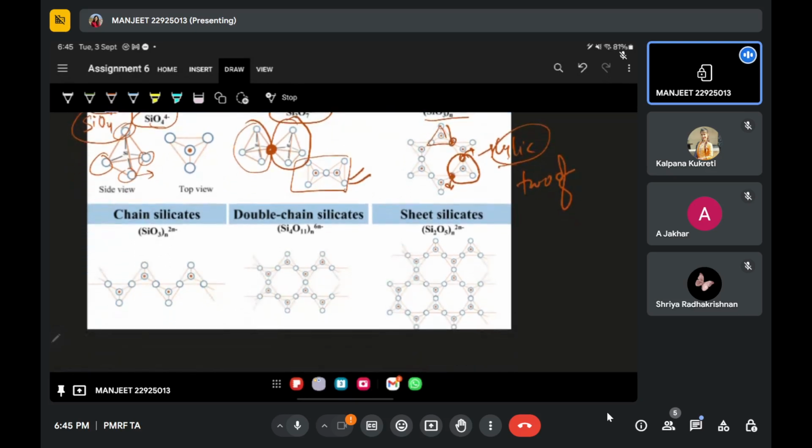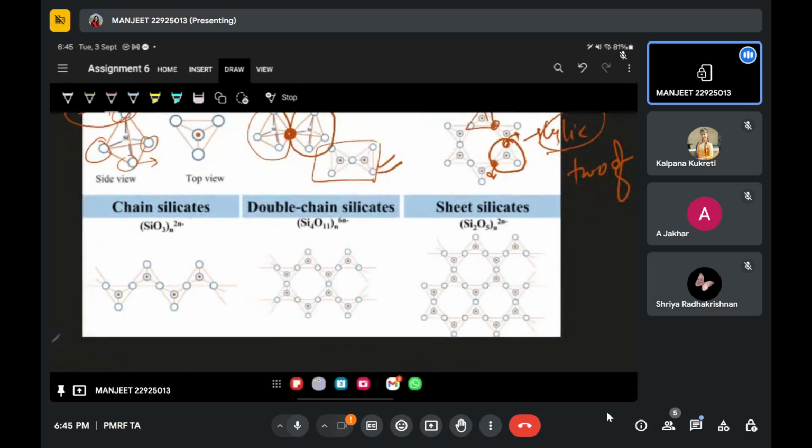In the chain silicate, the silicates are arranged in such a way that they form a chain-like structure. Here also two oxygens are shared, but they are connected in this way. Let's see here: the first tetrahedron, the second, the third, the fourth, so they make a chain. So they are named chain silicates.